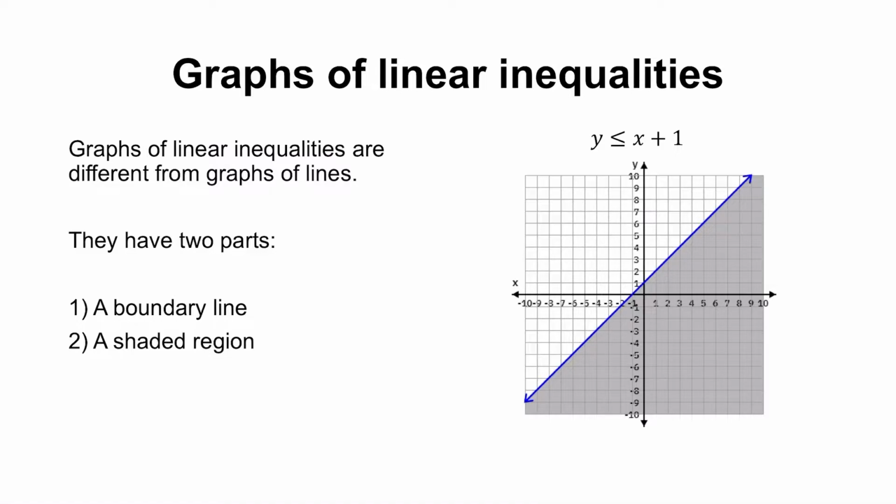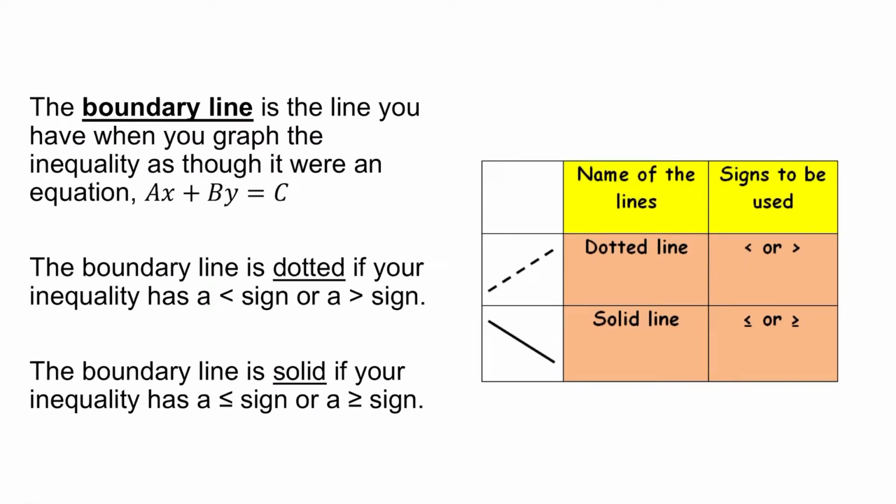You can see here in the graph of y is less than or equal to x plus 1, the blue line represents the boundary line. The shaded region in gray shows you all of the points that are solutions to the inequality. The boundary line is the line that you have when you graph the inequality as though it were an equation. The boundary line will be dotted if your inequality has a less than sign or a greater than sign. The boundary line will be solid if your inequality has a less than or equal to sign or a greater than or equal to sign.